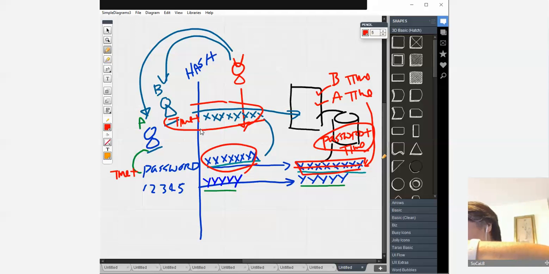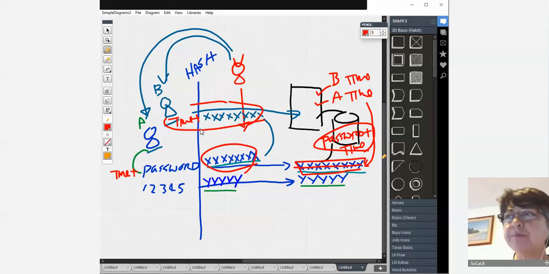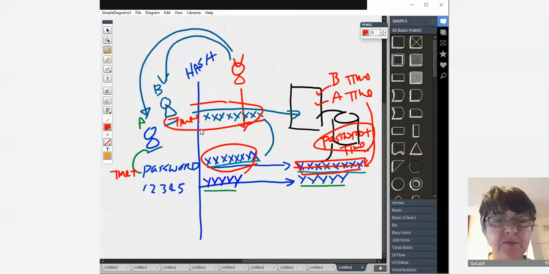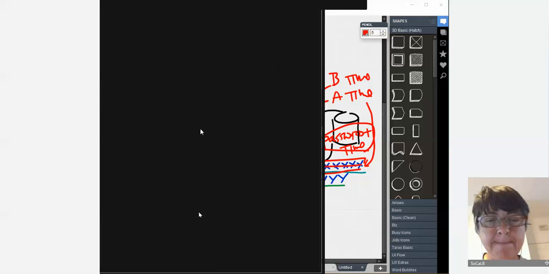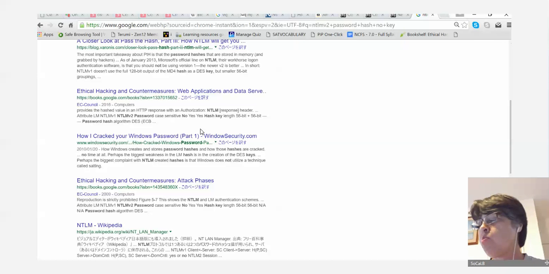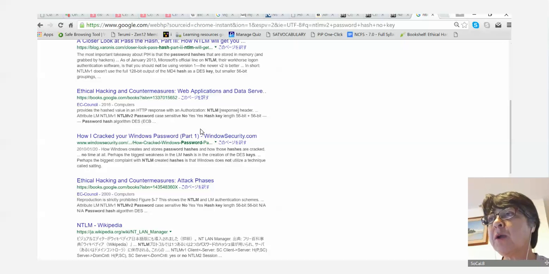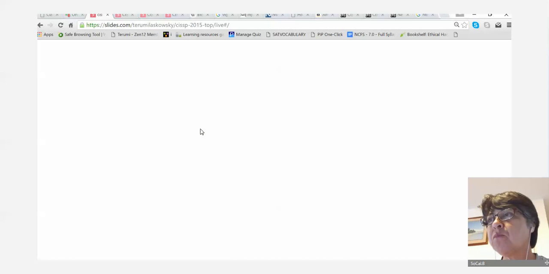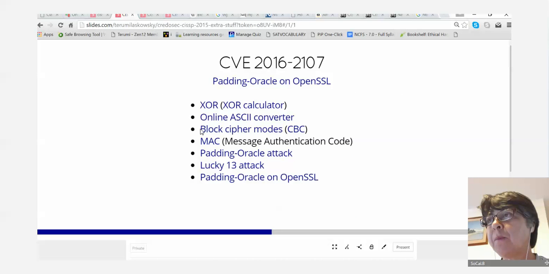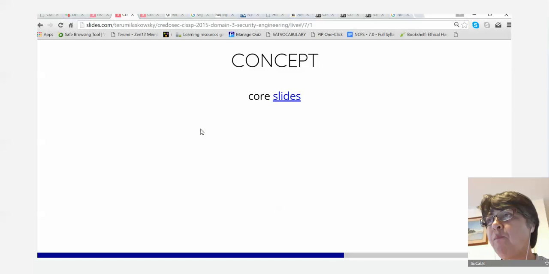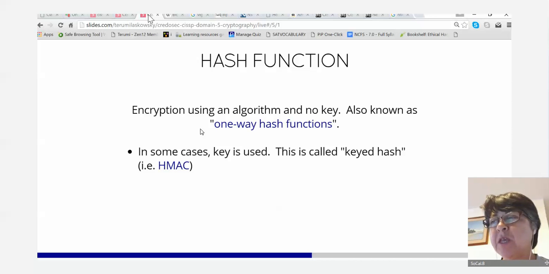Okay, so if there are no questions, we will move out of the hash and go into cryptographic attacks. I believe that's the next section. Go back to the presentation material. Okay, so there it is. It's keyed hash, HMAC.